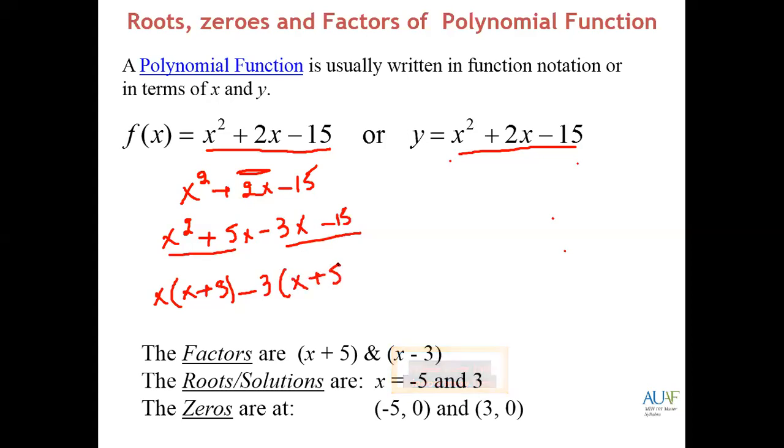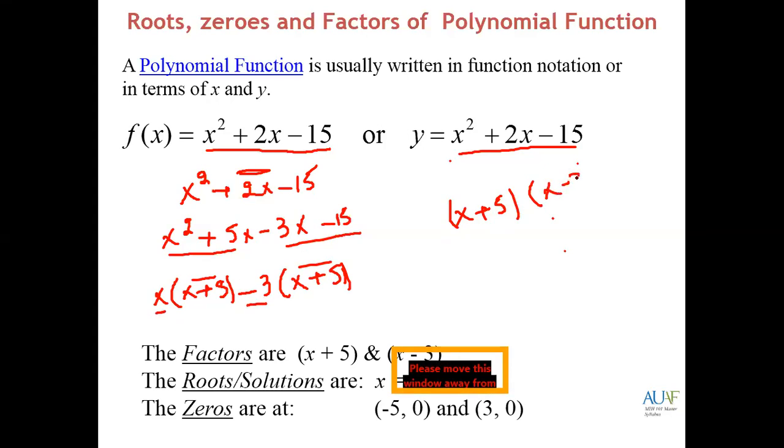Great. So now you can see here, x plus 5, x plus 5, both these are common. So write down x plus 5 from one. And what about the second one? What is left is x minus 3. So x minus 3. Okay, great. So x plus 5 and x minus 3. These are called factors of a function.